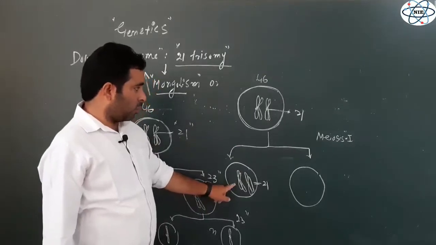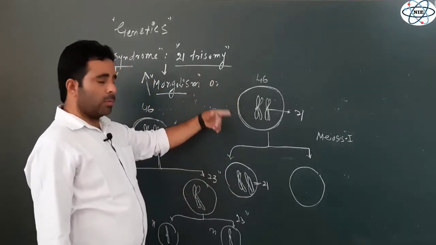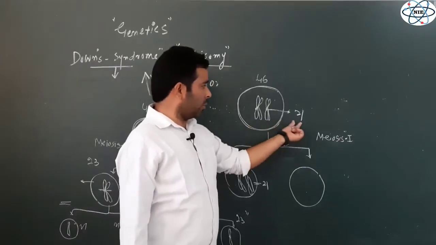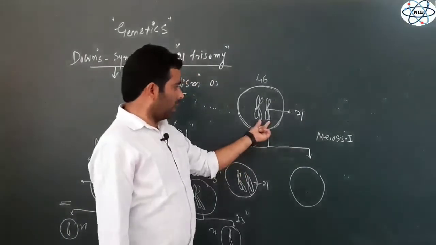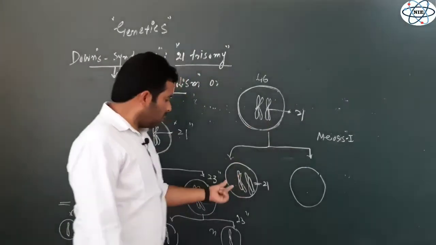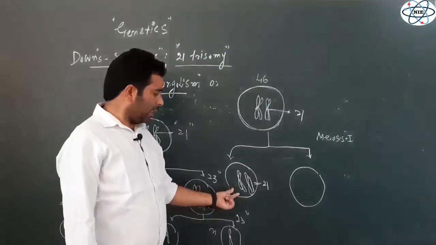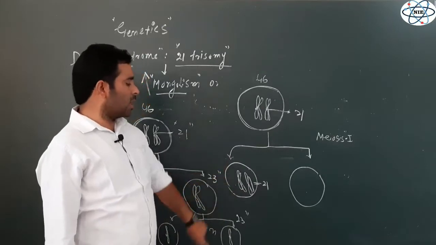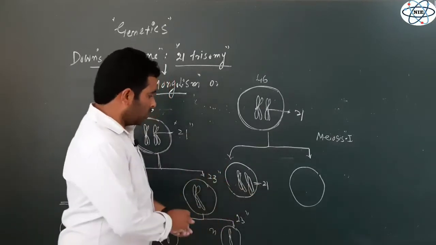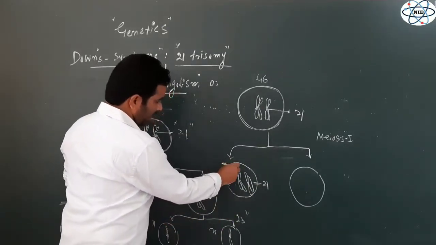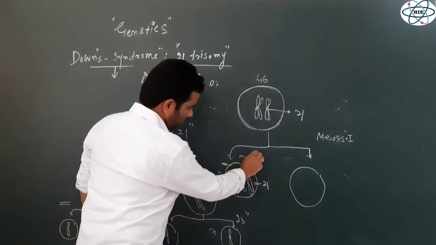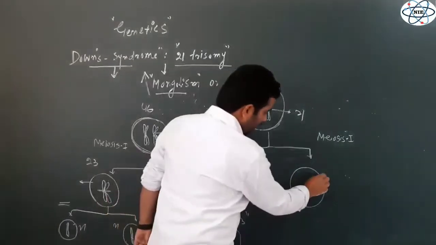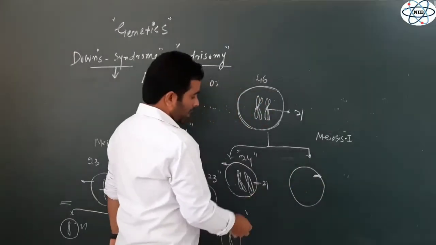This cell has received one copy of all other chromosomes, chromosome number 1, 2, 3, and so forth. But there is a problem with the disjunction of 21. Both copies of 21 will go to the one cell. So this cell is receiving one extra copy of chromosome, and that extra copy is 21. So in this daughter cell, there are 24 chromosomes, one is extra.